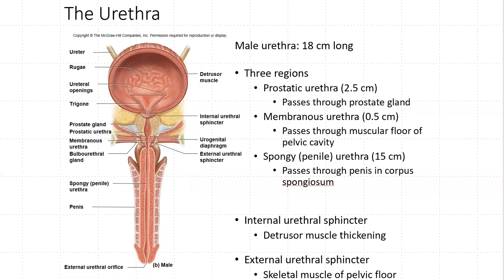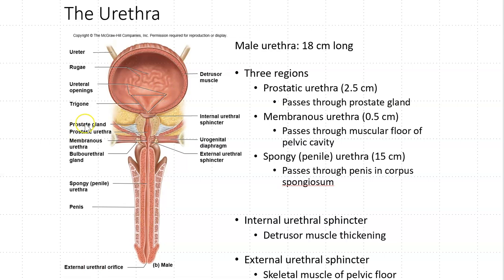So the male urethra not only excretes fluid but is also a part of the reproductive system. So rather than a straight tube found in the female body, the male urethra is an S-shaped tube, and it follows the line of the penis. It's approximately 18 to 20 centimeters long, and it passes through three regions.